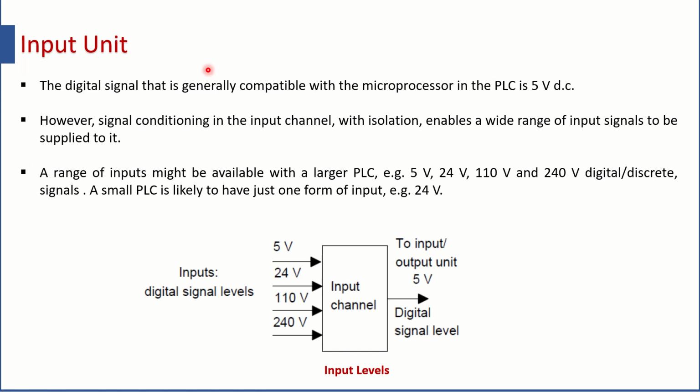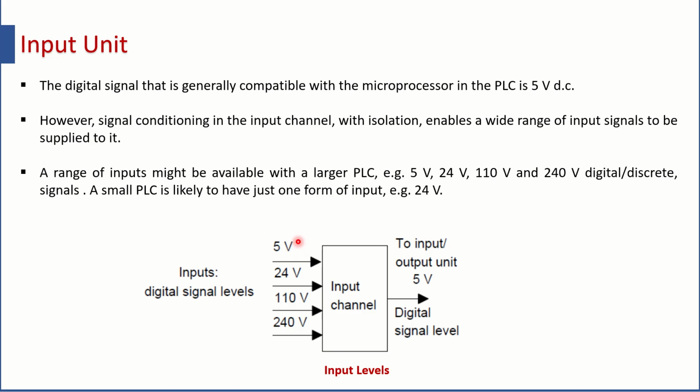Now we are particularly talking of the input voltage. The digital signal that is compatible with the microprocessor in the PLC is 5 volt DC, that we have already seen. However, signal conditioning is there in the input channel with isolation. Isolation is very important. We will see how this isolation is achieved, and they enable a wide range of input signals that can be supplied to it.